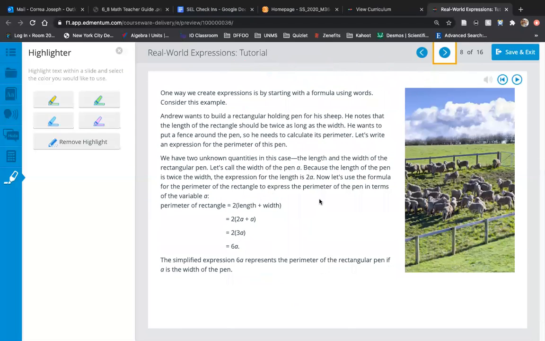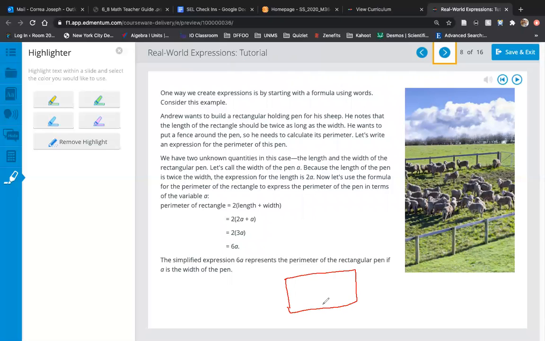Now, over here, we're going to look at an example that involves sheep, all right? So it says, one way we create expressions is by starting with a formula using words. Consider this example. Andrew wants to build a rectangular holding pen for his sheep, right? So hopefully this is relatable. I'm sure you guys all have sheep farms out there, right? So it's talking about a rectangle, it's probably going to help to draw a rectangle. So let's draw a rectangle. I know you guys are impressed by my drawing skills.